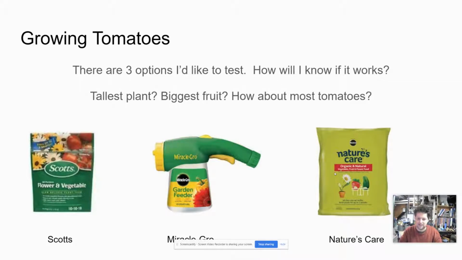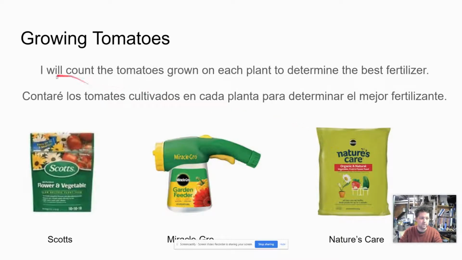There's so many ways I could use to grade this, but telling me which tomato tastes best is hard to calculate, because what I think tastes good might be different from what you think tastes good. So it's easier to get data on something I can measure quantitatively, something that I can assign a number to, like how many tomatoes did the plant produce. And so that's the one I'm going to use. I will count the tomatoes grown on each plant to determine the best fertilizer.